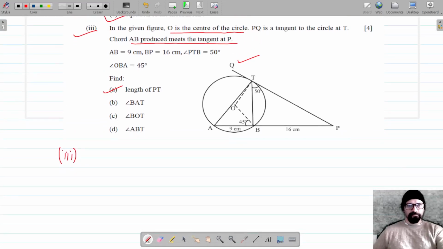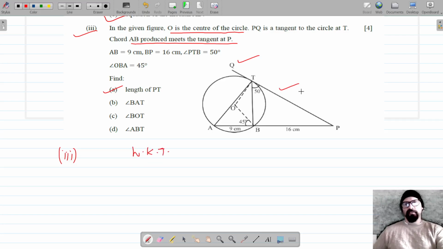This is the third part. In the given figure, we have to find the length of PT. So BP is 16 and AB is 9. The first one is to find the length of PT. How do we find the length of PT?